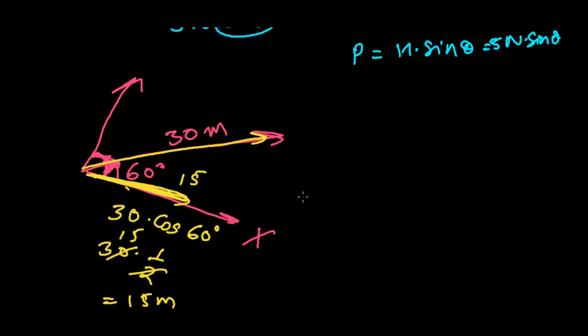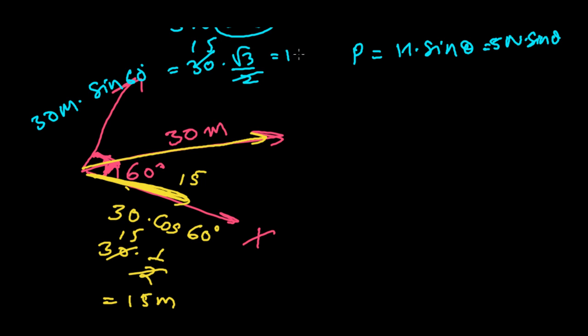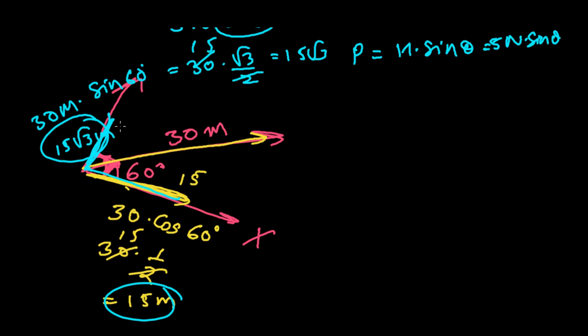Now along this side will be 30 meter. As I told you, the vertical component will be with sine, so sine 60 degree. So it's 30, and sine 60 is root 3 over 2, 2 times 15, so it's going to be 15 root 3. So this side it will be 15 root 3 meter and 15 meter. This and this together result in 30 meter. This is how we have to find the rectangular components.